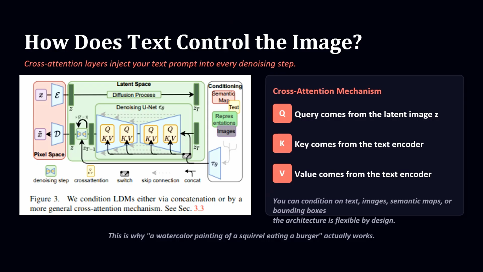So how does your text prompt actually affect the image? Cross-attention. At every denoising step, the UNet takes a query from the latent and keys and values from the text encoder. That's literally how a squirrel eating a burger becomes an actual image.